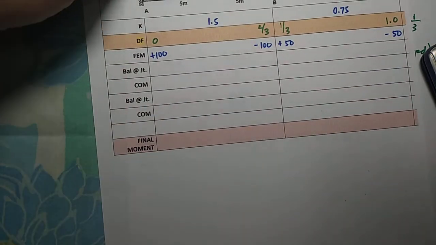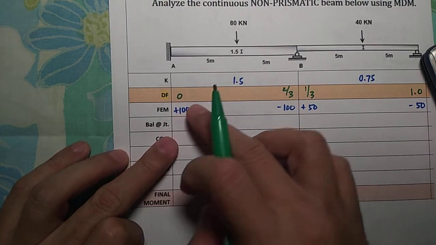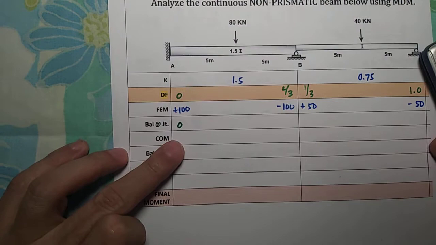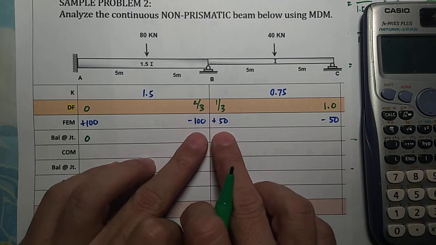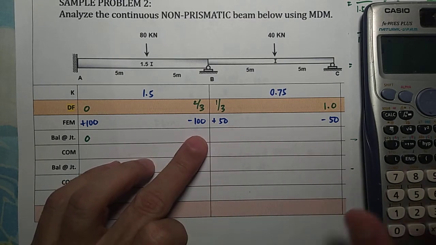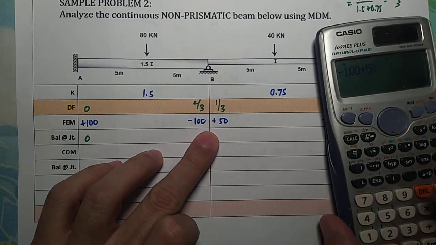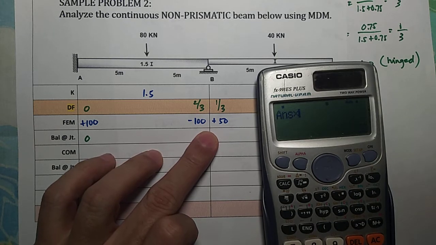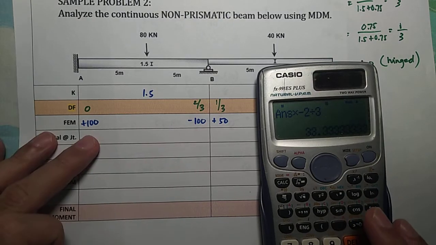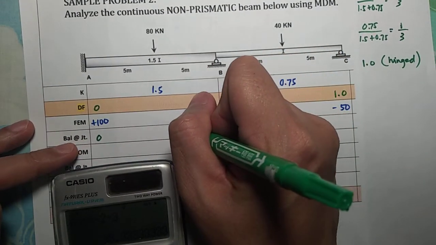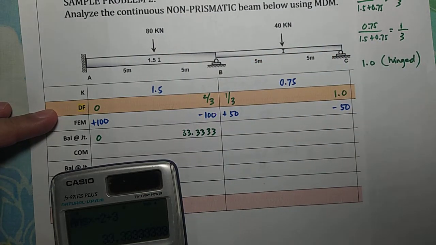Okay, so how do we do that? So, dito, halimbawa, 100 times the negative of 0. So, 0 lang man yun. Ito, negative 100 tsaka positive 50. So, yan yung unbalanced moment. Diba? So, negative 100 plus 50. So, unbalanced moment at that joint is negative 50. Negative 50, so i-multiply natin siya sa negative ng 2/3. So, what we got is 33.33. So, say 4 decimal places.